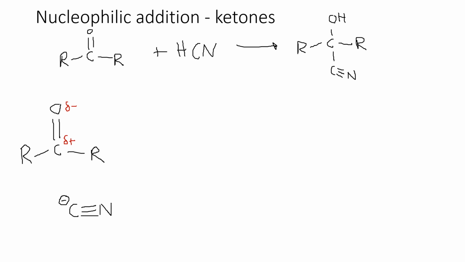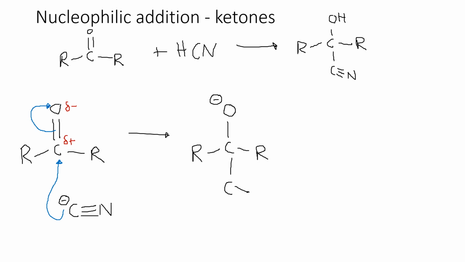And what happens is the negatively charged carbon is attracted to the delta positive carbon, forming a new carbon-to-carbon bond. And then this carbon double bond to oxygen breaks, so we push the curly arrows onto the oxygen. And then in terms of the intermediate that forms, you've got this R to C to R still, and that hasn't changed. The double bond to oxygen has now become a single bond, and the oxygen is now negatively charged because it's gained electrons from the double bond. And we formed a new carbon-to-carbon bond, and then we have our carbon to nitrogen triple bond.